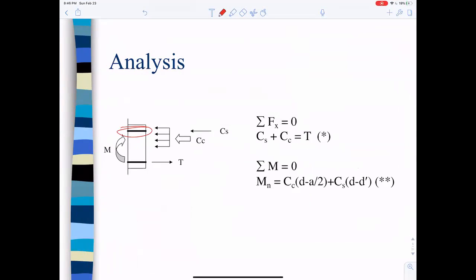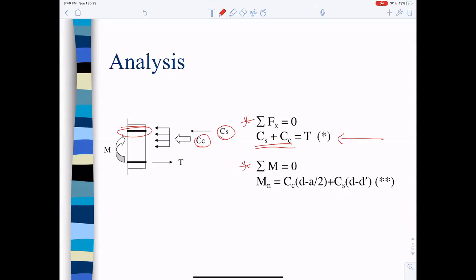We're still going to use the same two basic equations: sum of forces in the x direction equals 0, and sum M equals 0. So we still have C equals T right here. The only difference is that C now has two components, the regular C of the concrete that we had before, but now there's C of steel due to the compression steel.